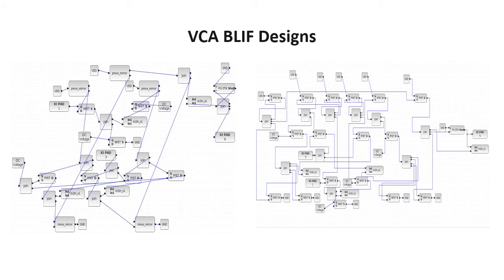So once we finished creating the CAB blocks for our PMOS mirror and our NMOS mirror, we just incorporated them into our larger VCA BLIF designs. On the left, you can see the VCA circuit with the subcircuits incorporated, but it's a little harder to compare to the schematic. So on the right, we have the transistor level design without the subcircuits, and it's the exact same design, but just a little easier to see.